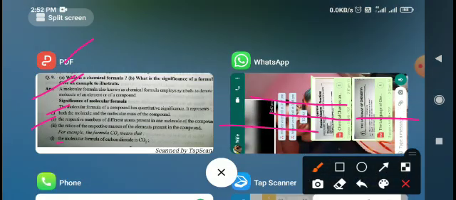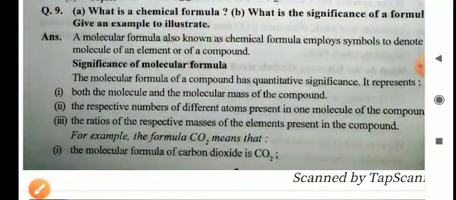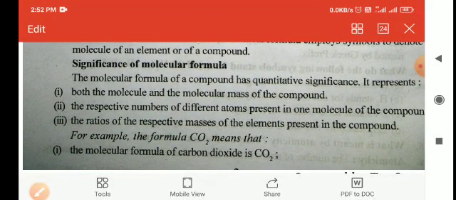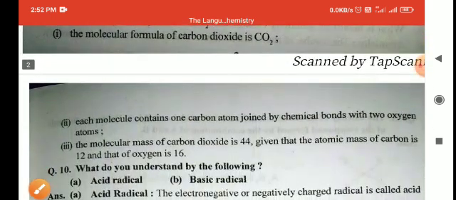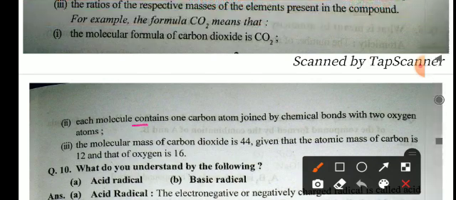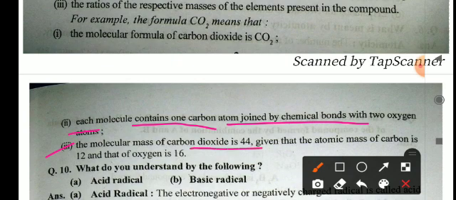For example, the formula CO2 means that the molecular formula of carbon dioxide is CO2. Each molecule contains one carbon atom joined by chemical bonds with two oxygen atoms, and the molecular mass of carbon dioxide is 44, given that the atomic mass of carbon is 12 and oxygen is 16. Total it will be 44.